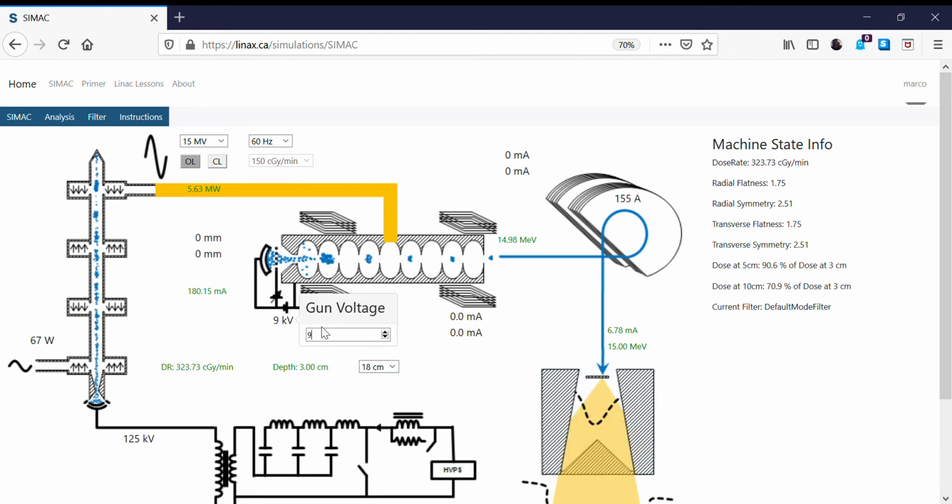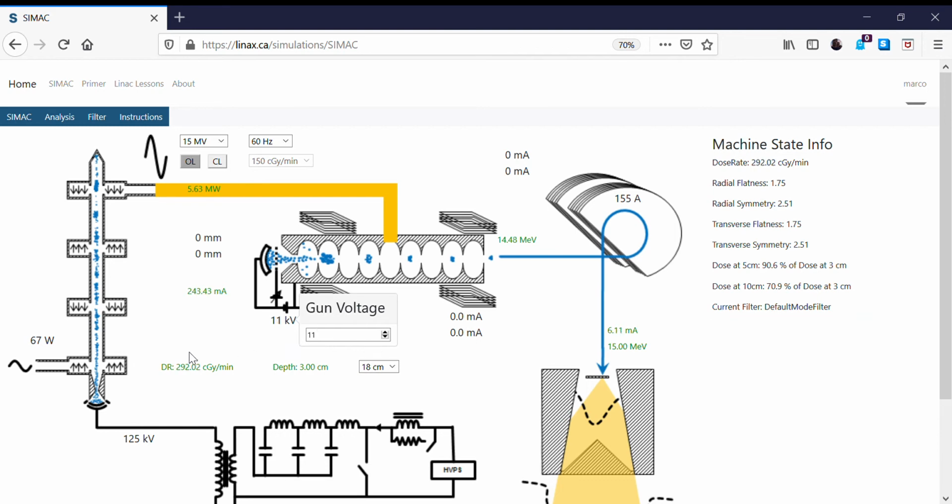If we keep on increasing, we go to 10 kV. We're going to have a higher gun current. So now we have 211 milliamps. We have 14.73 again, producing a beam current of 7.23 milliamps on the target, and we have a higher dose rate still, 345. I'm going to increase this now to 11 kV.